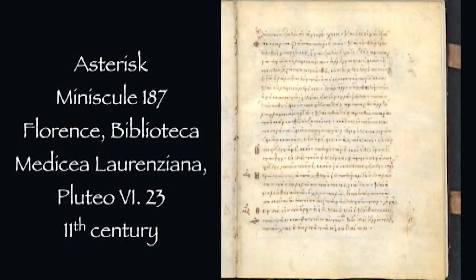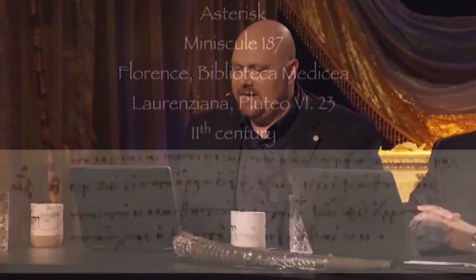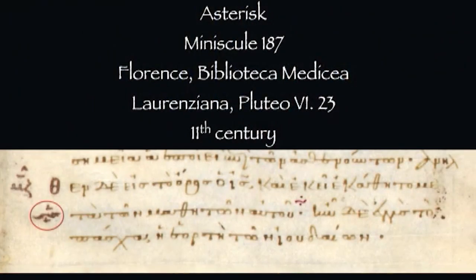Here's another one, manuscript 187 in Florence, Italy. And this one is in the Biblioteca Medicea Laurenziana. You guys have heard of the Medicis? This is the Medicis' personal library. The Medicis were these people in Italy who had immense power. I think there was even a pope who was a Medici. And let's zoom in there. You can see there in the margin we have the asterisk symbol. This one's from the 11th century, right?